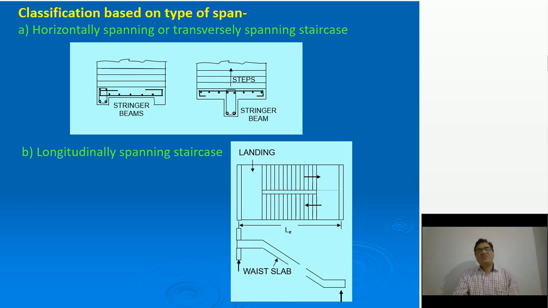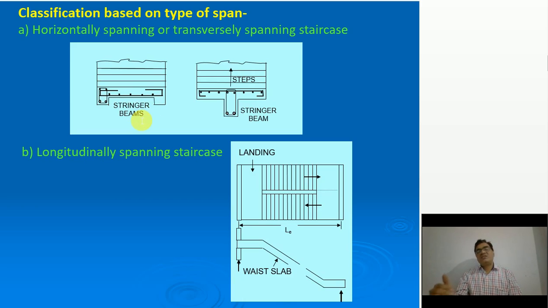Now the first one, horizontally spanning staircase. In that you will find a horizontal step is provided. So this is the step, and it is supported on both sides by a wall, or on one side by a wall and the other side by a beam, or on both sides by beams. And that beam or wall runs along the length of the staircase. Now in this one, the span of the step is from the center of this support to the center of this support, that is considered as span. And main reinforcement is provided at the bottom.